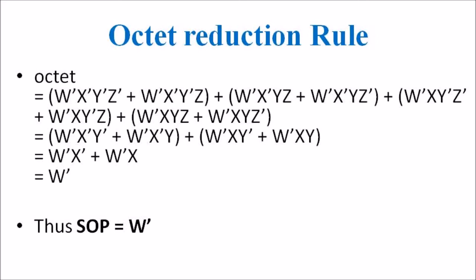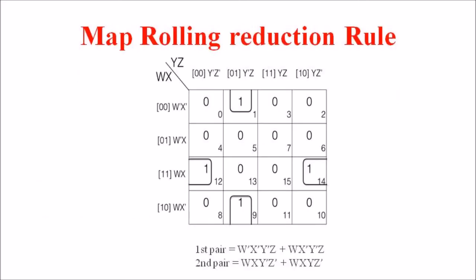So the final SOP in this case will be w dash. The next rule is the map rolling reduction rule. In this, we consider the K-map top edge is connected with the bottom edge and the left edge is connected with the right edge. Then we mark the pairs, quads and octets. Let us check a few examples.